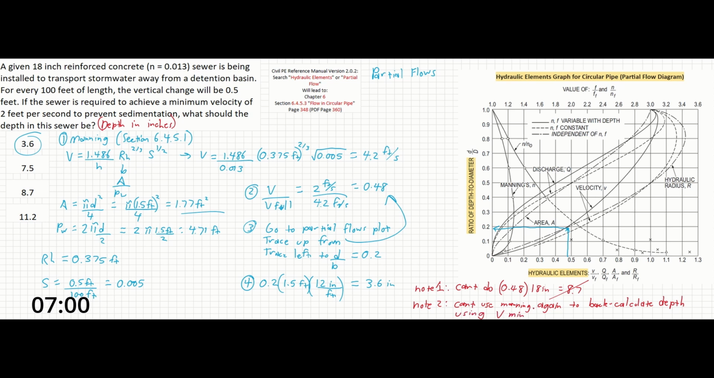So if you're comfortable with Manning's equation, and you remember that this plot exists on the exam, you'll be in great shape if you come across a question where you are asked to find a given velocity or flow at a given depth within a sewer. And that's it.